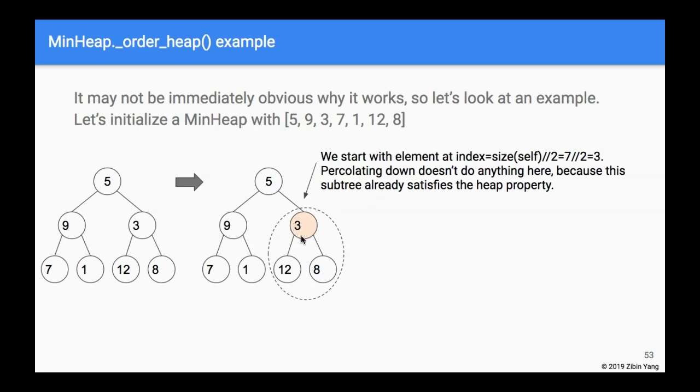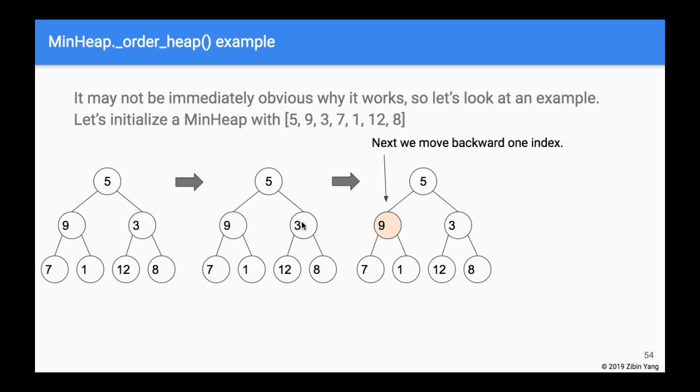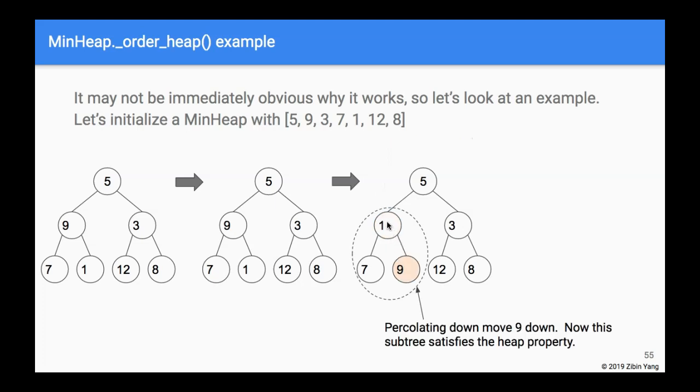Now, in this subtree here, there's nothing to do because it already satisfies the heap property. So we move on to the next one. We move backwards, right? This is at index 3, and now we are at index 2. At index 2, the number 9, we do the percolating down. We'll have to swap 1 and 9, right? So we bring 1 up and we percolate 9 down. Now this subtree satisfies the heap property.